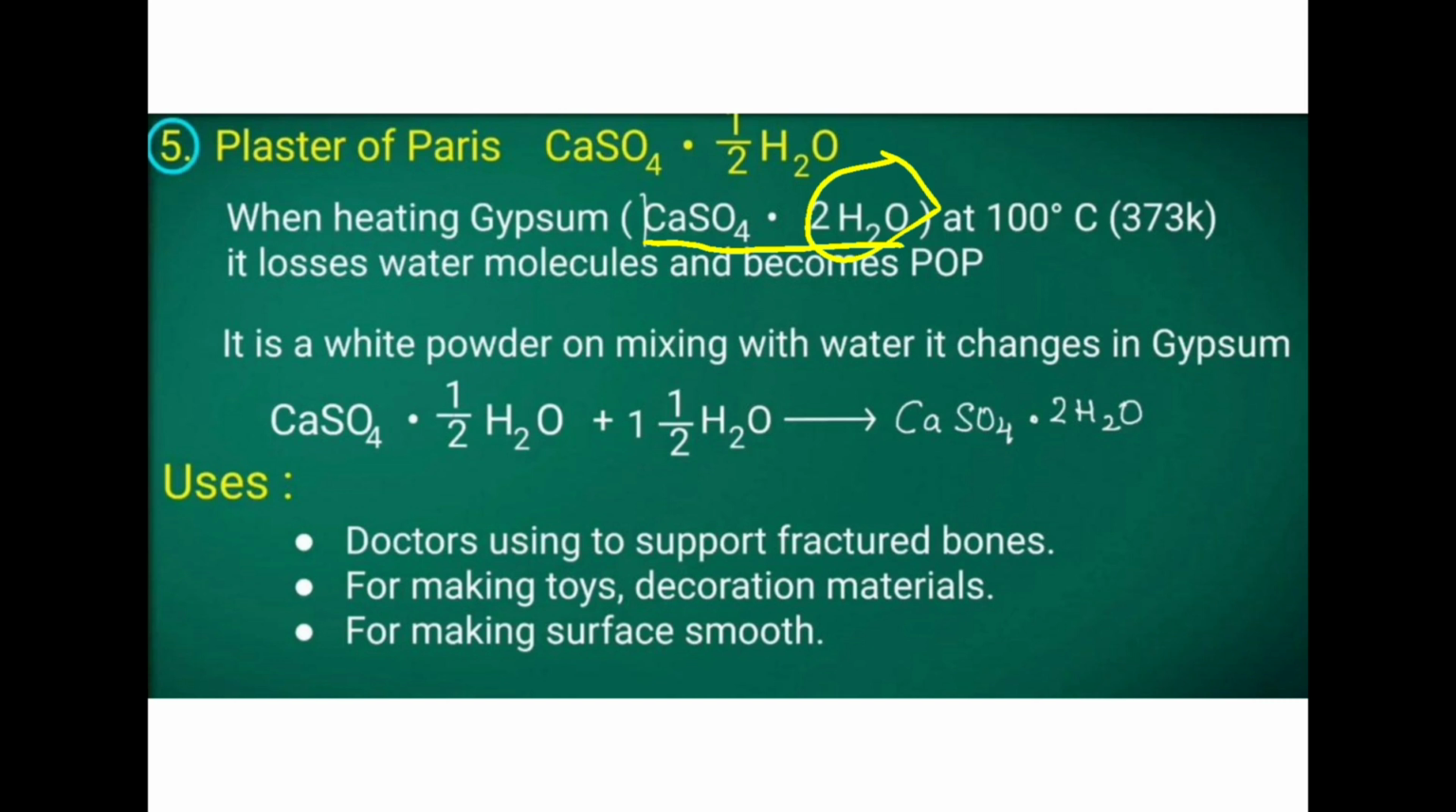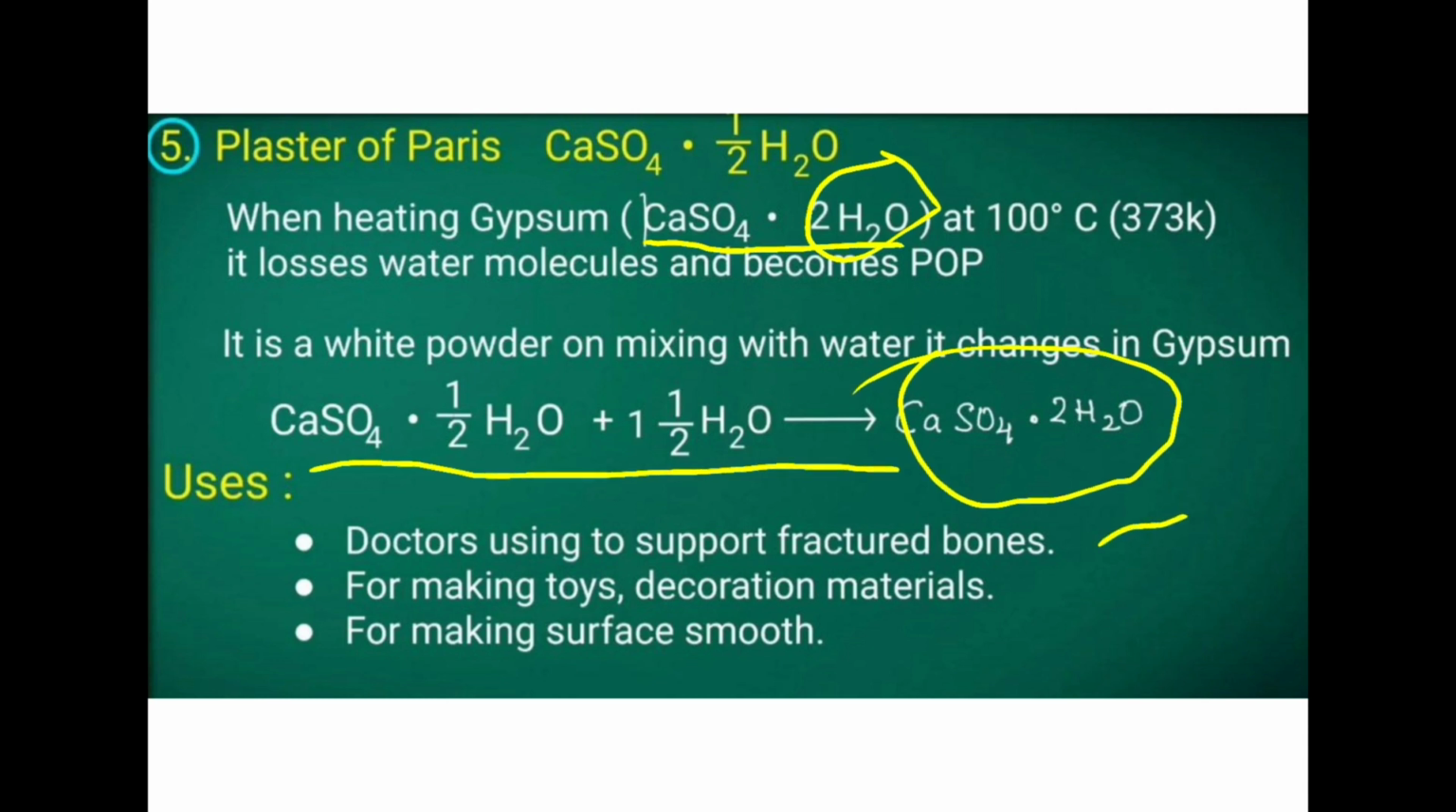On mixing it with water it changes back to gypsum. So heating produces plaster of Paris, which is a white powder in nature. Then this white powder is again mixed with water, and gypsum is produced again, that is CaSO4.2H2O. So what is the use of this CaSO4.1/2H2O, the plaster of Paris white powder?